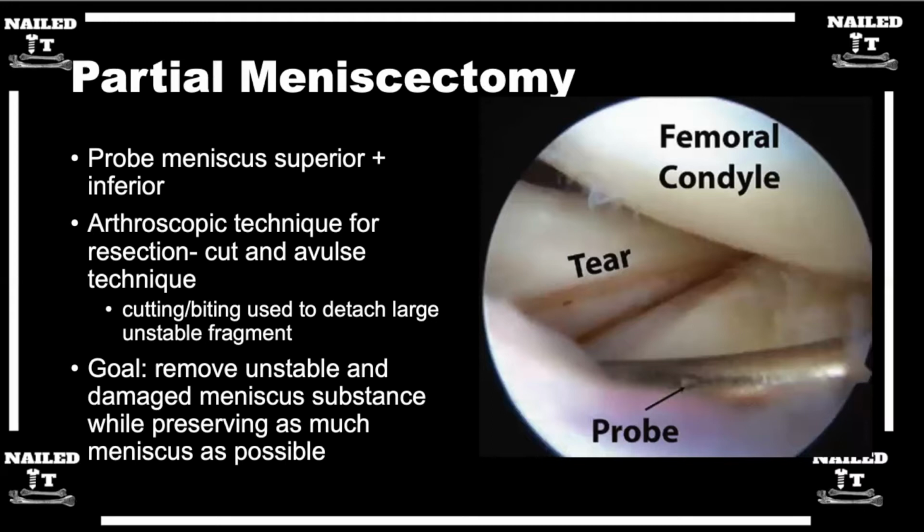Okay. And that's kind of just using that cut and avulse technique. You're just going and taking that unstable fragment, wherever that tear is, and you're just binding that out to healthy meniscal tissue, where it's nice and smooth, correct?